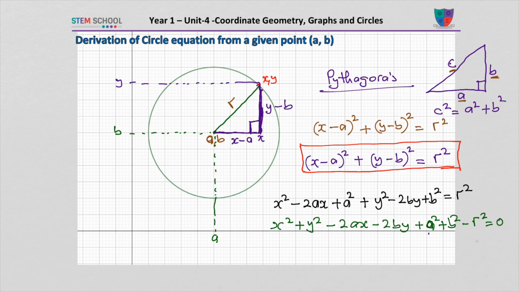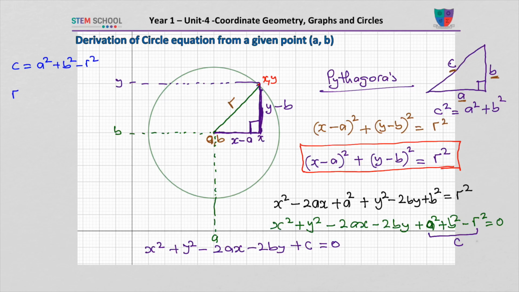And if we say let that be a constant C, therefore we can write the equation of a circle as X squared plus Y squared minus 2AX minus 2BY plus C equal to 0. So we know that C equals A squared plus B squared minus R squared.